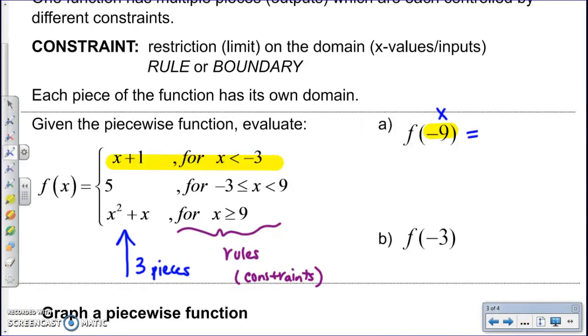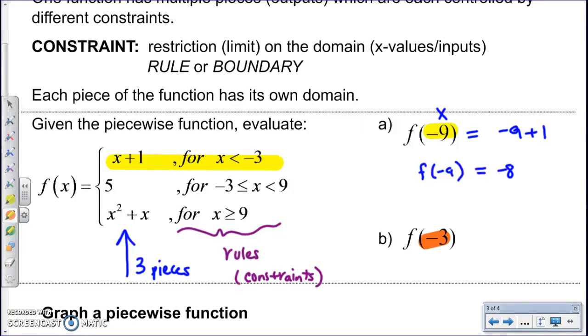This function tells us to do x plus 1. So we're going to do -9 plus 1. So f of -9 equals -8. And we do the same thing for B.